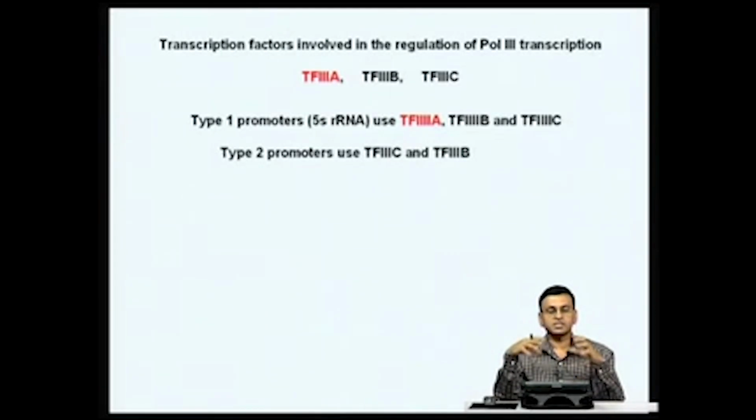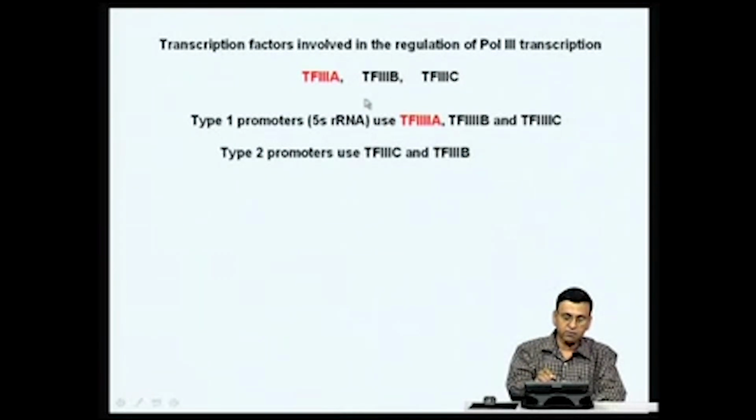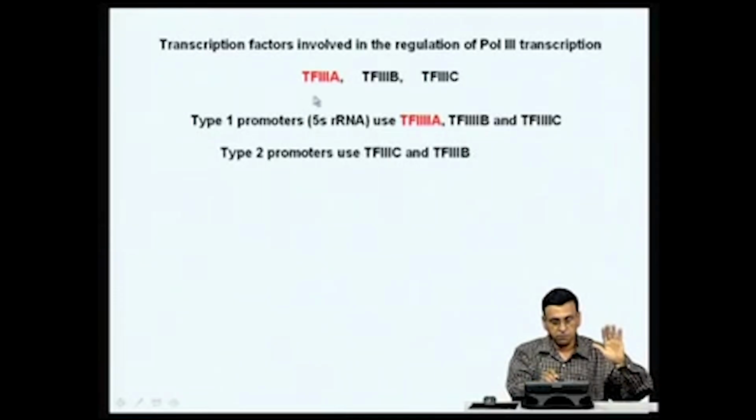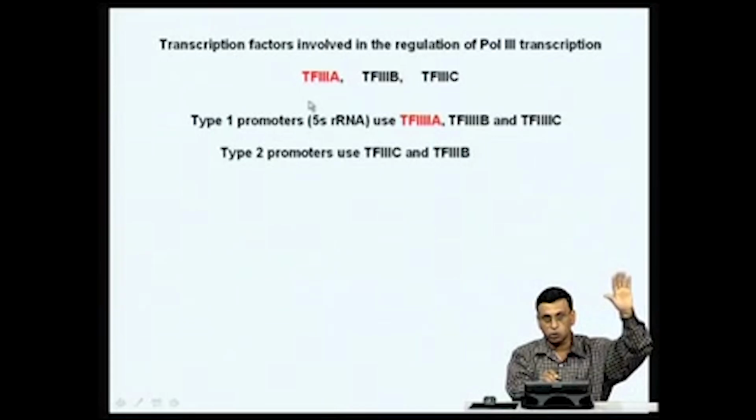Now, let us spend some time to understand what kind of trans-acting factors interact with the cis-acting elements. It turns out there are 3 major trans-acting factors which govern the regulation of transcription by RNA polymerase III. These are known as TFIIIA, TFIIIB and TFIIIC. Remember, whenever we talked about Pol II transcription, the designation has been TFII. All the factors were designated as TFIIA, TFIIB, TFIIC and so on and so forth.